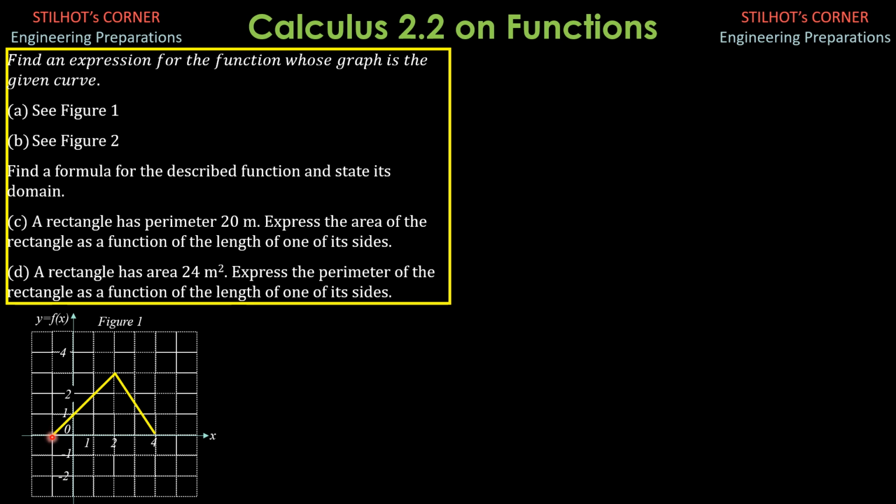This is -1 comma 0, x is -1, y is 0, and this point is x is 2, y is 3. And slope is delta y over delta x. Sorry, the slope is y minus y1 over x minus x1. It is also equal to y2 minus y1 over x2 minus x1.